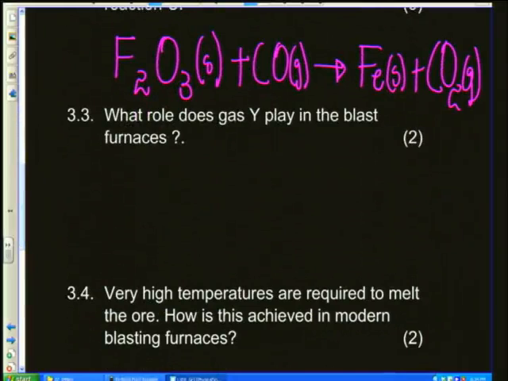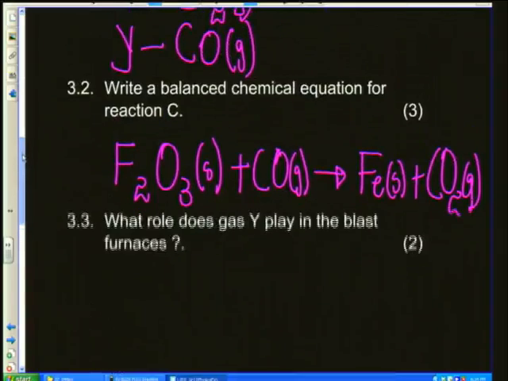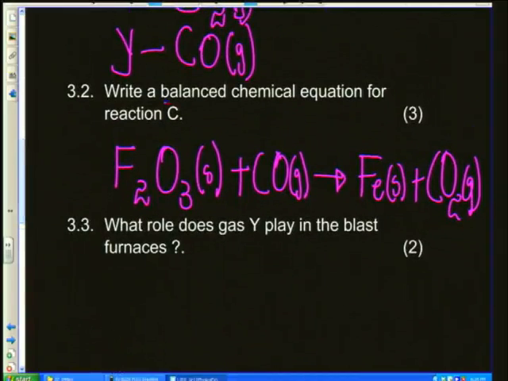Let's just quickly go and look at question number 3.3. They say, what role does gas Y play in the blast furnace? Let's just go back a little bit, and I want to check that our reaction equation is balanced, because they said balanced. We should have ensured that it is balanced. So we have got how many iron this side? We have got 2. That side we have got 1. So let's put 2 over there.